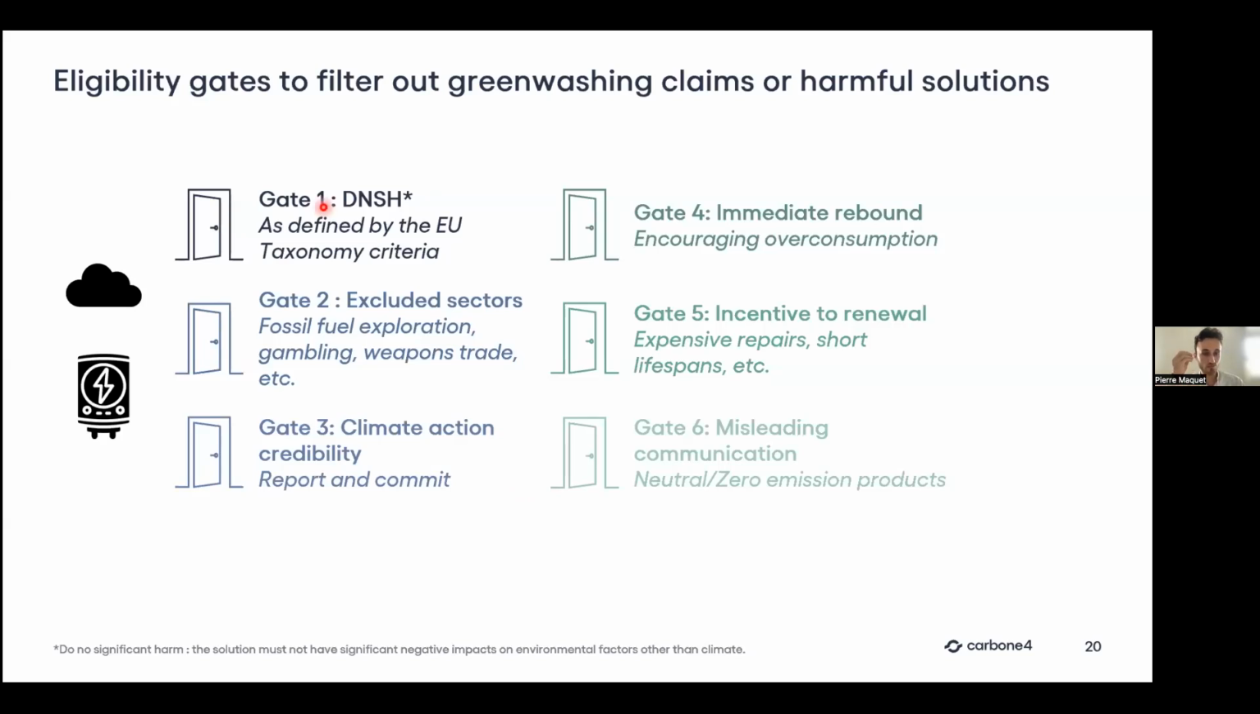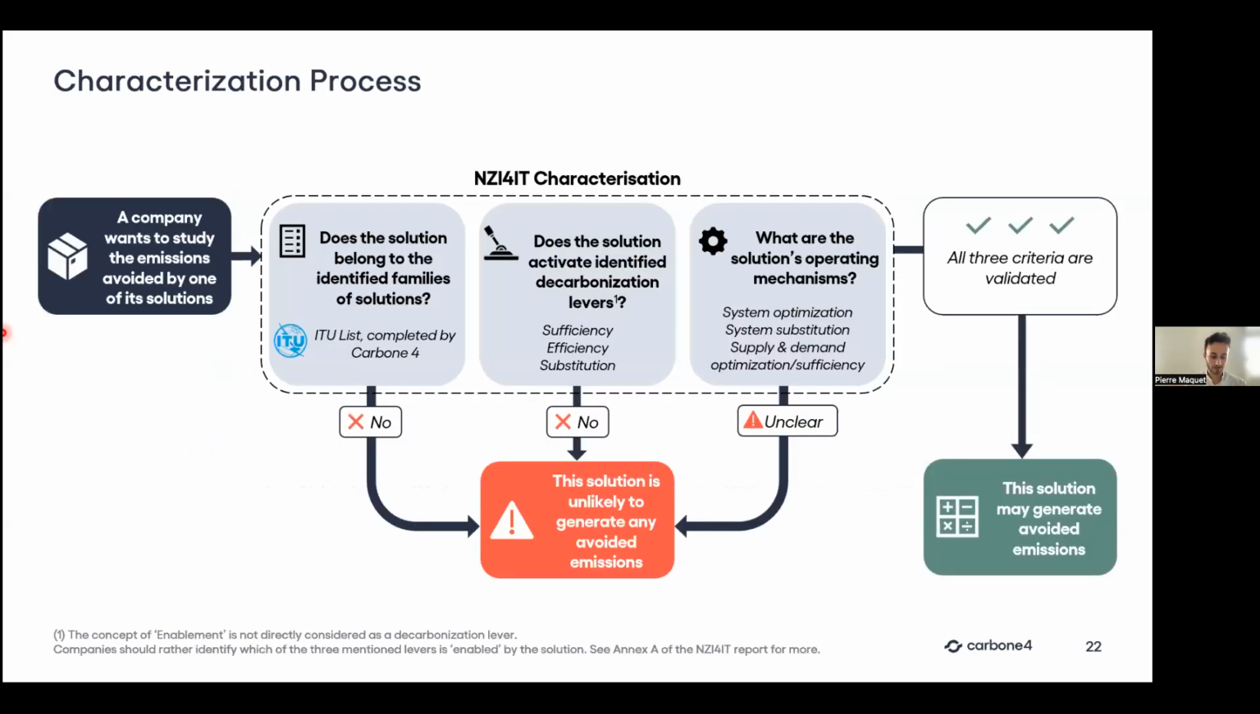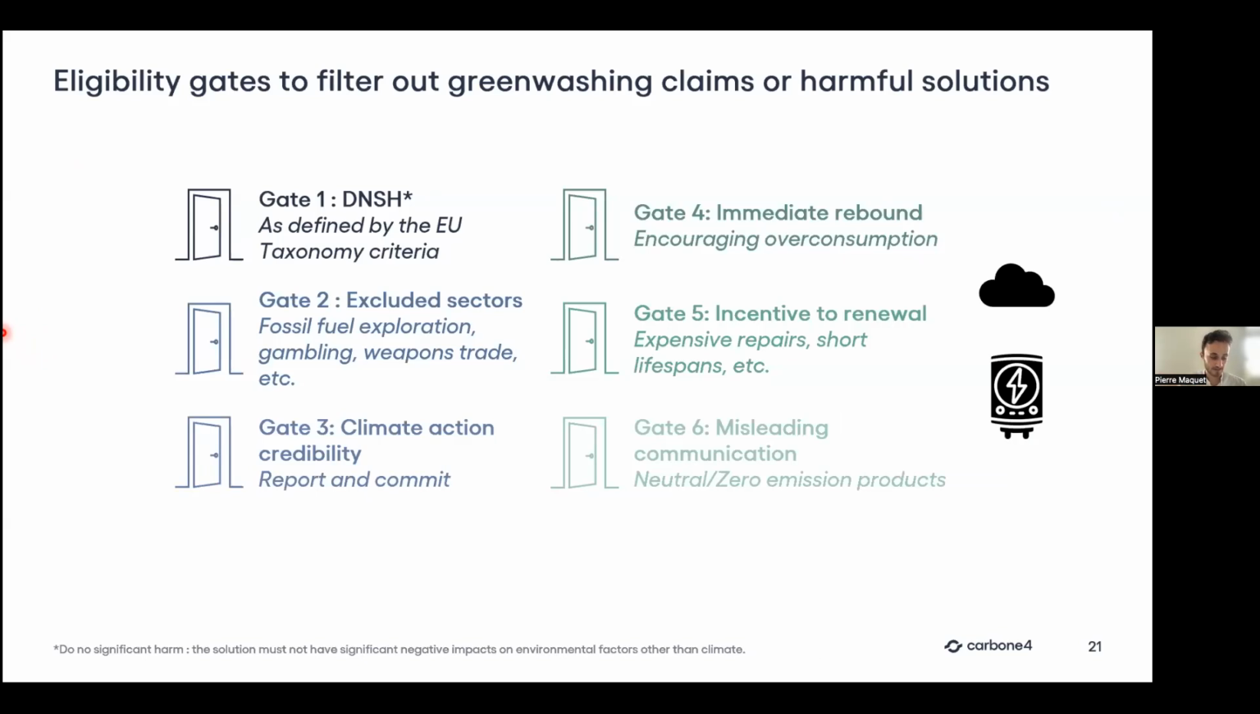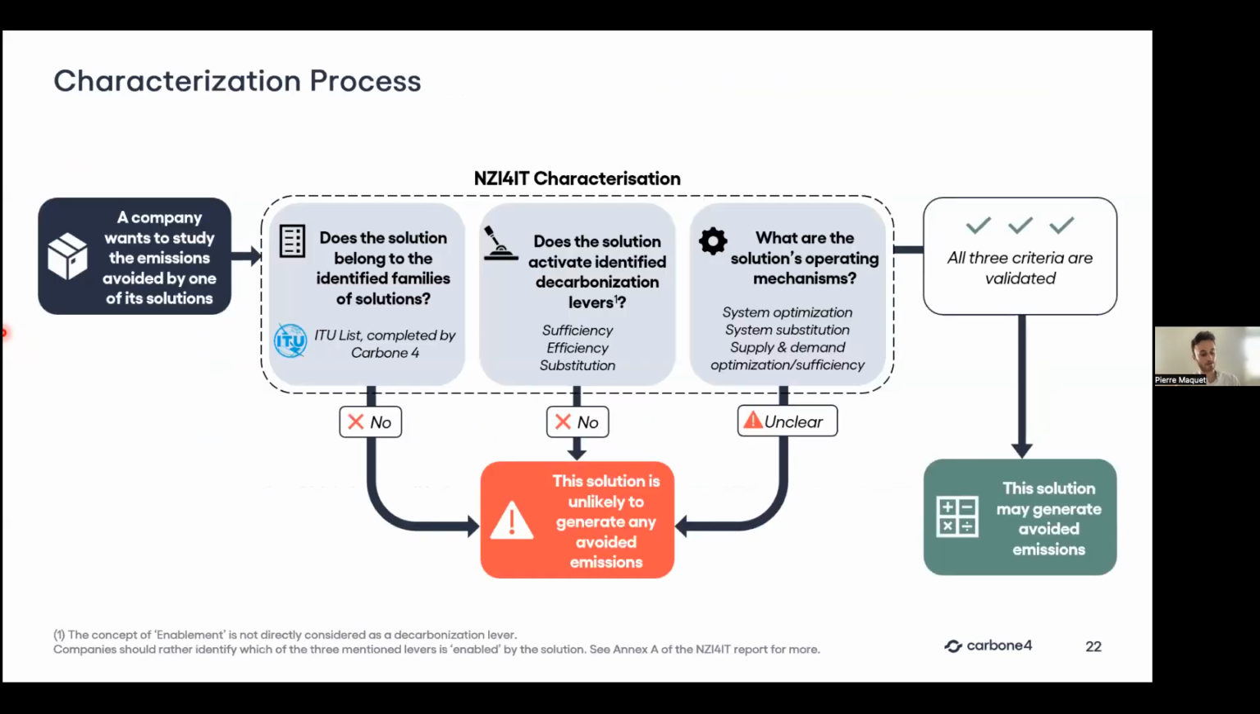And if we take our 2 examples, Nimbus Tech and Smart Heat, they would, in our fictive scenario, pass the test, fulfilling the 6 eligibility criteria. And then when you have validated this, you can go to the second part of the assessment, that is what we call the characterization process. So the report that we released formulates this process so that it consists of 3 main questions that are in the light blue boxes. And all these questions, solution providers should answer them if they want to study the emissions avoided by one of their solutions.